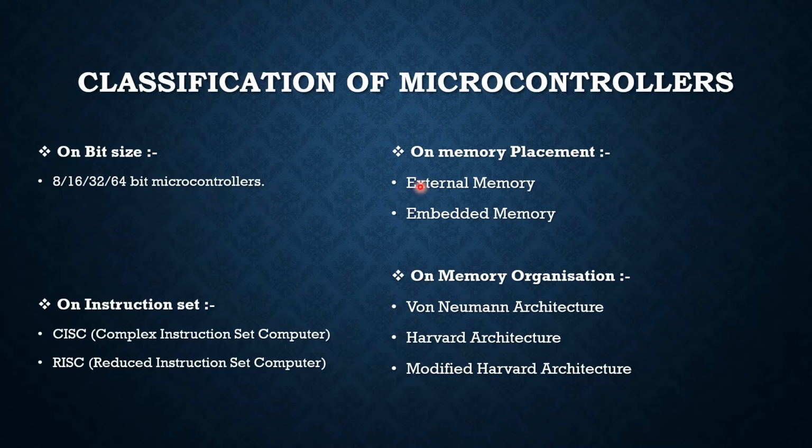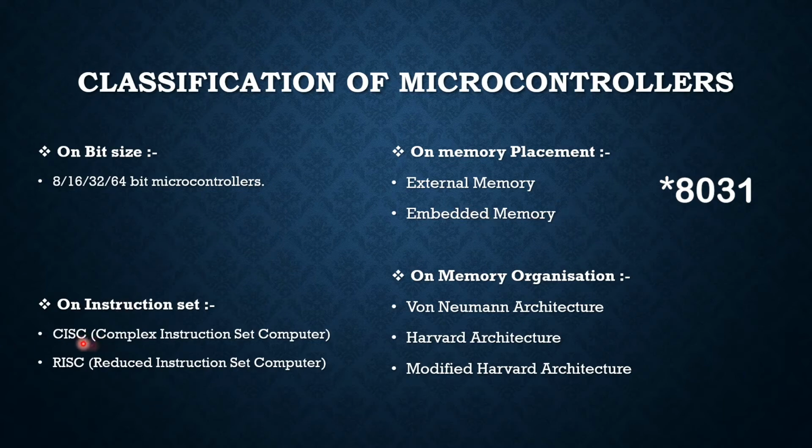Now again, on the basis of the memory placement, there are two types. Again, the names are very suggestive. The embedded memory microcontroller means that the memory unit is embedded on the microcontroller, so it is part of the chip. An example can be the very simple 8051 microcontroller. For the external memory microcontroller, the memory unit is not part of the actual microcontroller. An example for that can be the 8030 microcontroller.